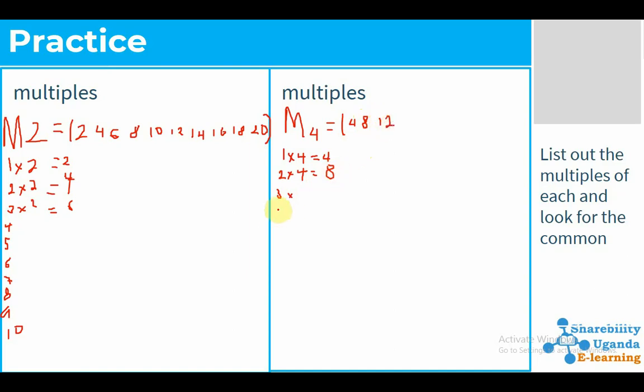Okay, we have a 4 times 4. 4 times 4 is 16. Okay, we shall get a 16. What is 5 times 4? 5 times 4, we shall get our 20. Okay, what is 6 times 4? 6 times 4, we shall be able to get our 24.